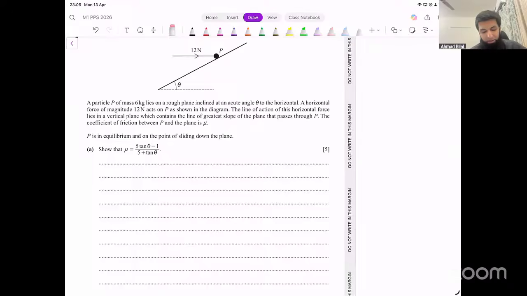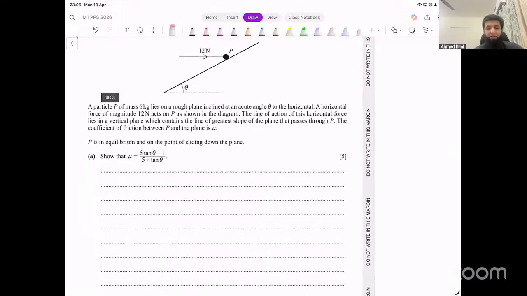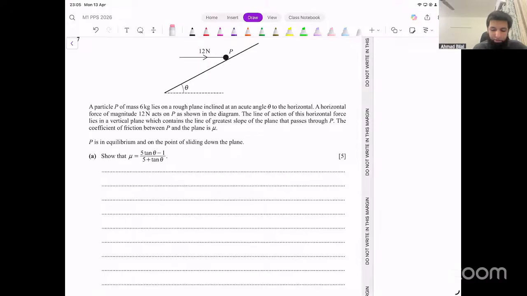There's now a particle P of mass 6 kilograms that lies on a rough plane inclined at an acute angle theta to the horizontal. We know the mass, it's a rough plane. There's a horizontal force of 12 Newton that's acting. Coefficient of friction is mu.